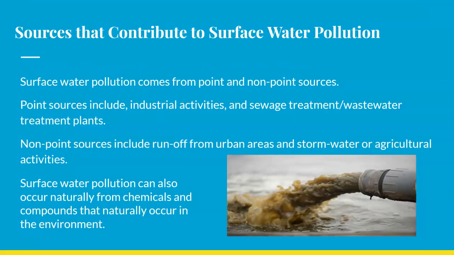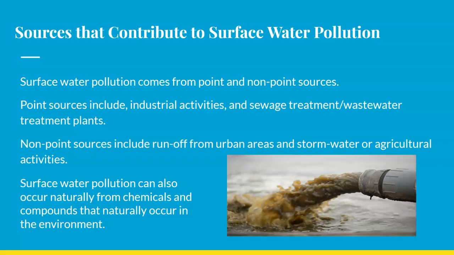Surface water pollution comes from point and non-point sources. Point sources are where the specific point at which the pollution enters the waterway can be identified. Some examples of this are sewage treatment plants or industrial activities.